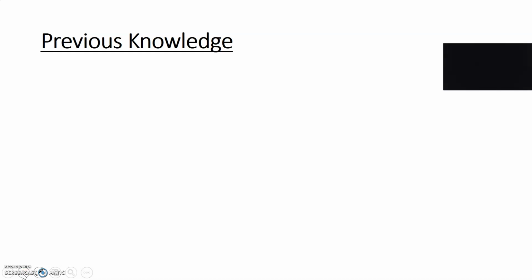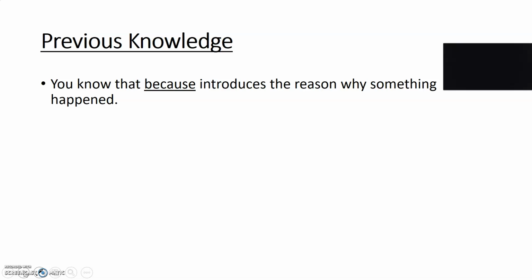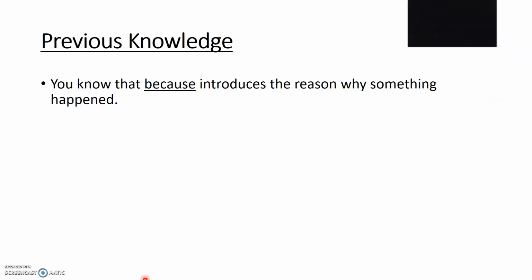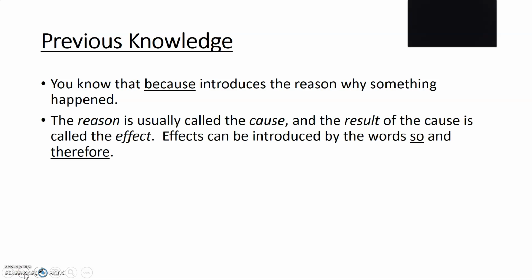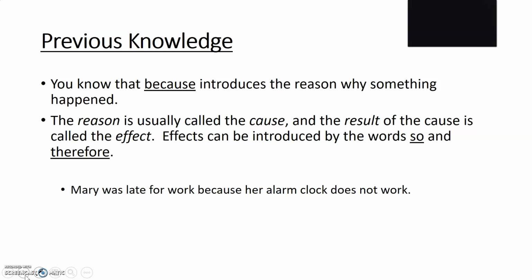This is some of your previous knowledge. You know that because introduces the reason why something happened. The reason is usually called the cause, and the result of the cause is called the effect. Effects can be introduced by the words so and therefore. So you've written sentences like this: Mary was late for work because her alarm clock does not work.